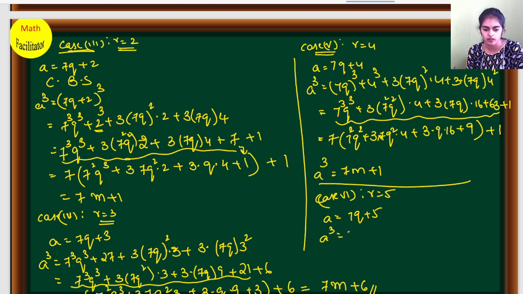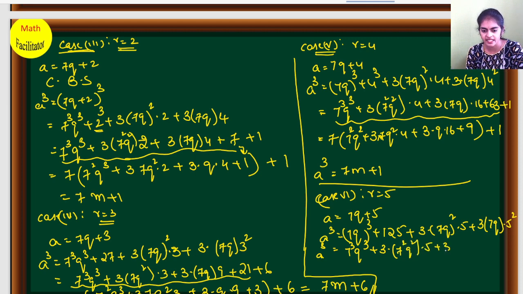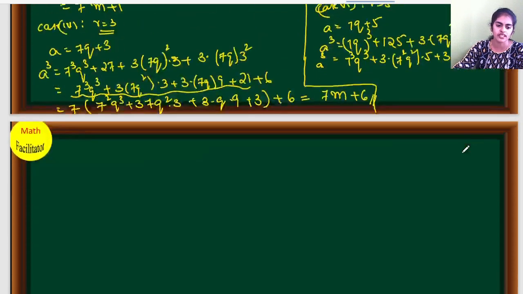So a cube will be equal to 7q whole cube plus 5 cube, which is 125. Okay, so I'll write it at the end, or let me write it here. So 3 into 7q whole square into 5 plus 3 into 7q into 5 square. So I can write this as a cube equal to 7 cube q cube plus 3 into 7 square q square into 5 plus 3 into 7 q into 5 square, which is 25, plus. Now 125, how can I write?